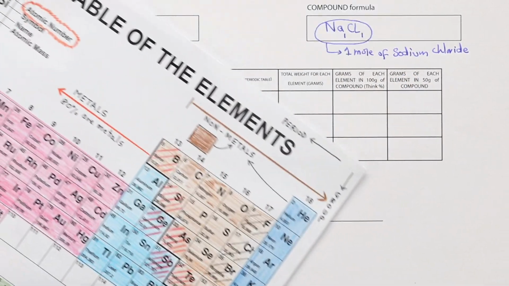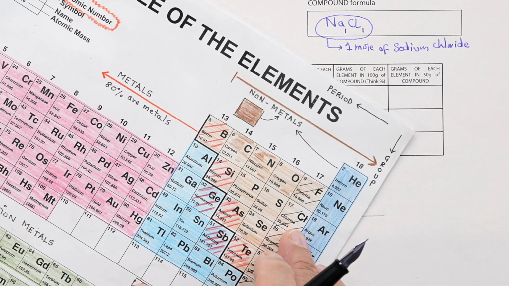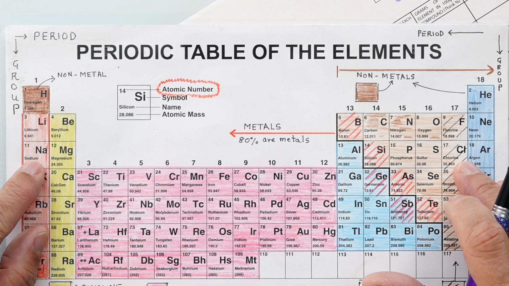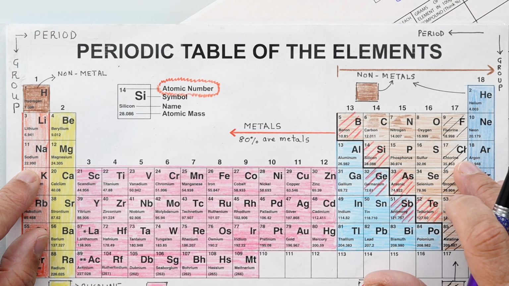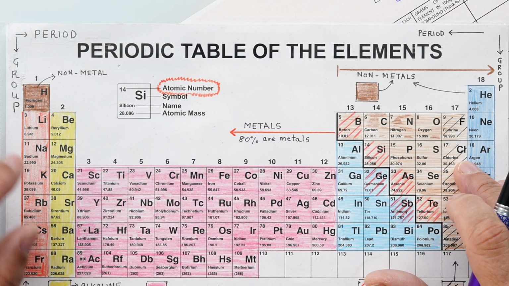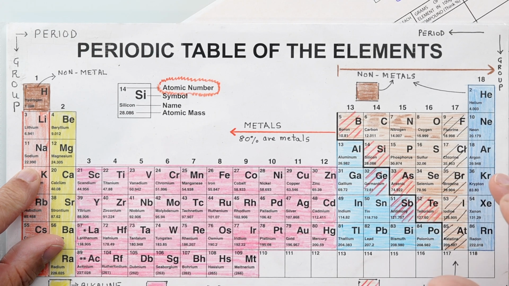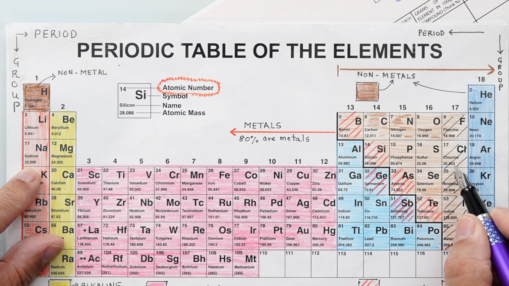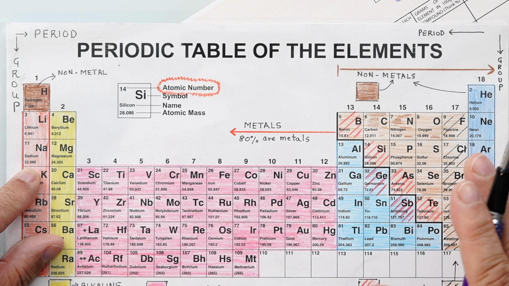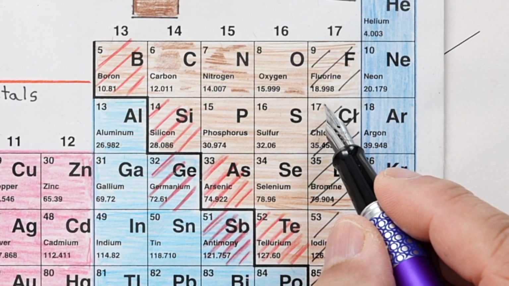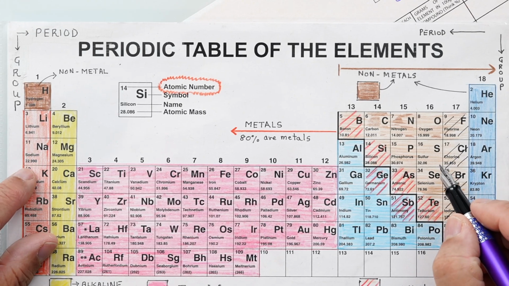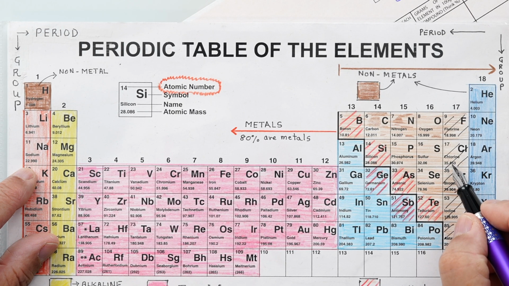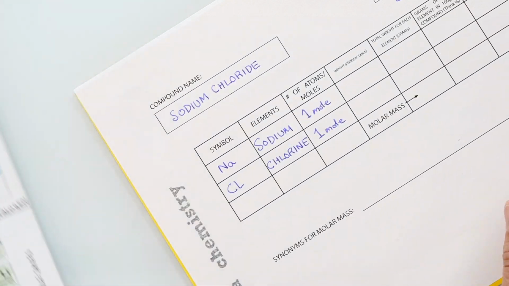So on the periodic table, we're going to look for sodium and we're going to look for chlorine again. Sodium is 22.990 for our purposes right now. While I'm explaining this to you, I'm going to round this to 23. And chlorine is 35.453. Remember, I need the atomic masses, not the atomic numbers. Atomic numbers are on the top, the smaller number. So sodium is 23 and chlorine is going to be 35.